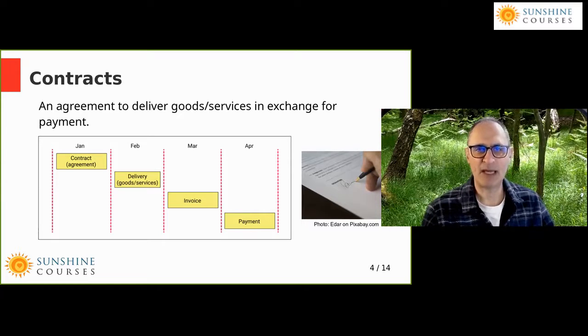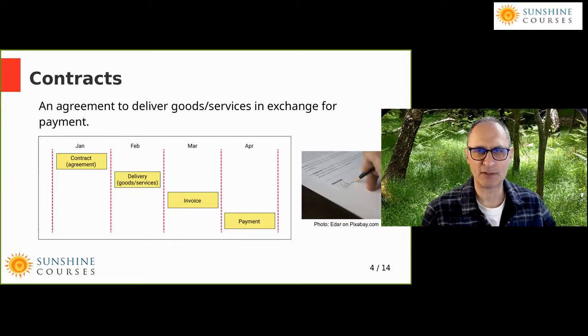So an invoice is simply a request of payment, a requirement for payment in a certain period. And typically in an invoice, you will request payment, for example, in say 30 days from delivery, or invoice is payable on presentation of this invoice, or invoice is payable on delivery of the goods or services. You'll normally specify that in the contract, and the invoice will confirm what it is that you're expecting. And then in this example, you send the invoice in March, and then you have the payment in April.